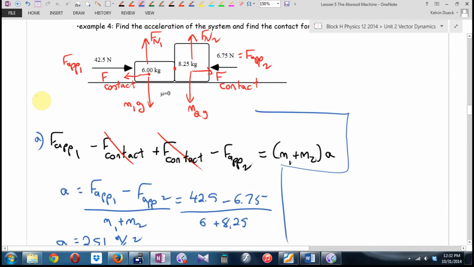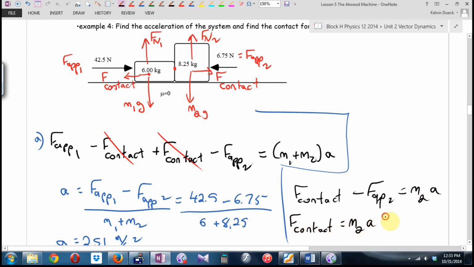Contact force. Okay. I'm going to try and find in which one the contact force is in a winning direction. Is contact winning in mass 1 or mass 2? Oh, so can anybody see what's my equation going to be for mass 2? Yeah, which F applied? Equals M2A. So if I hear you correctly, Darian, you're going to say that the contact force is going to be M2A plus F applied 2? Is that what you're saying?